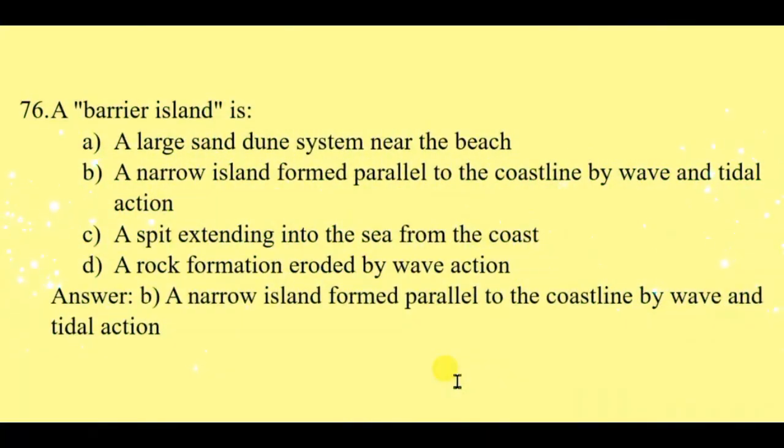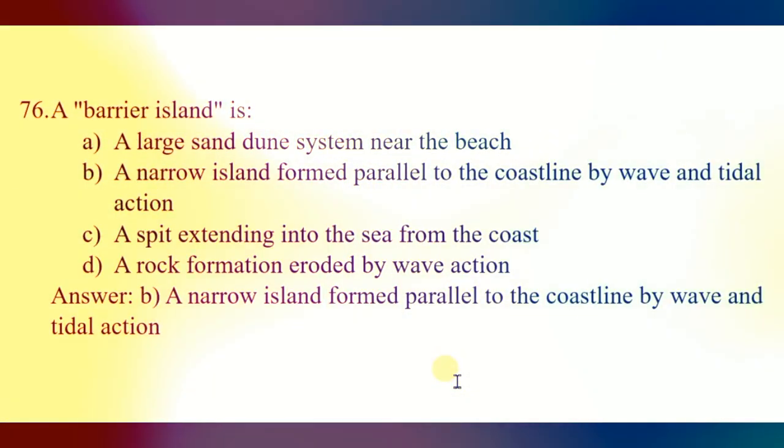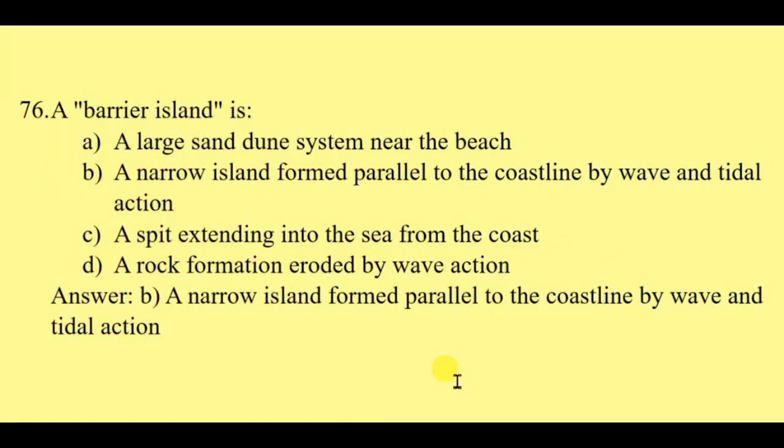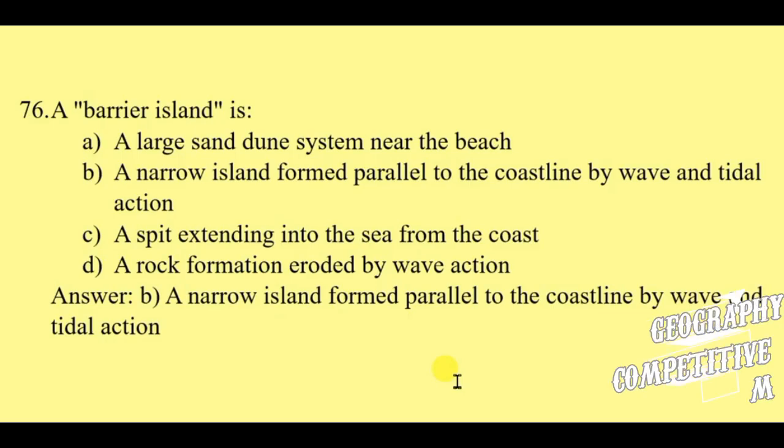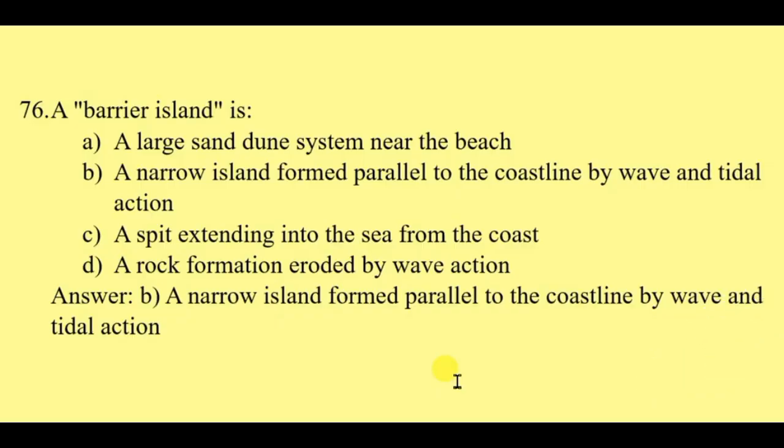Question 76. A barrier island is a large sand dune system near the beach, a narrow island formed parallel to the coastline by wave and tidal action, a spit extending into the sea from the coast, a rock formation eroded by wave action. Here the correct answer will be narrow island formed parallel to the coastline by wave and tidal action.